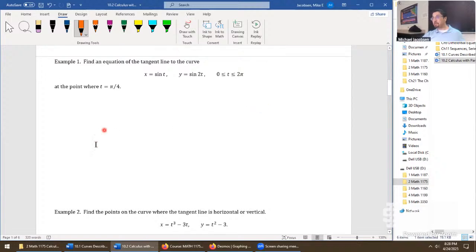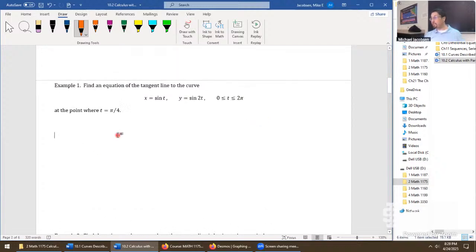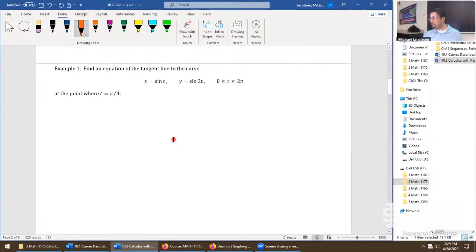Here's what a typical problem might look like on example one. Gotta not hit the shift key too often. That really upsets this computer.